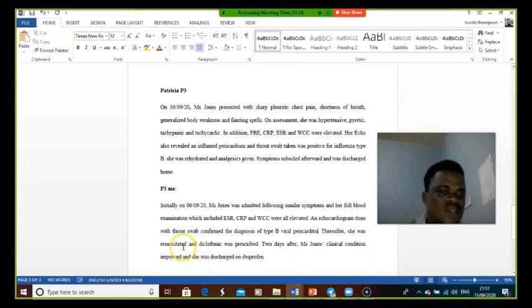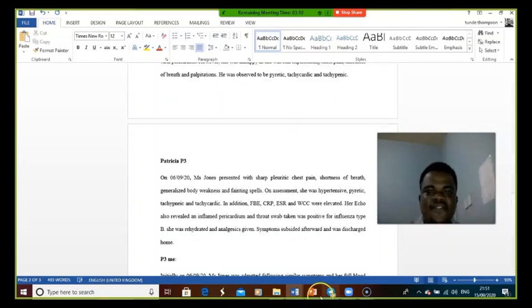Thereafter, she was resuscitated. That's the normal saline that she was given, and diclofenac was prescribed. 2 days after, Miss Jones' clinical condition improved and she was discharged on ibuprofen. I wanted to put this one in another paragraph, but I look at it, it's just too short, so I can actually add it with this paragraph, okay? Making it our paragraph 3.